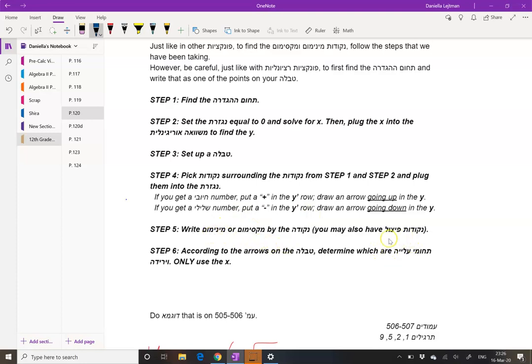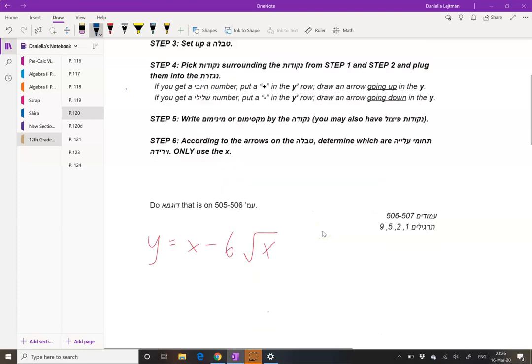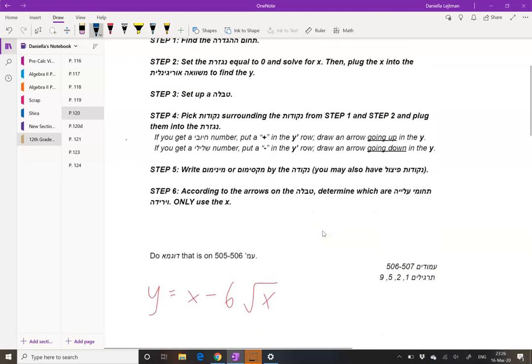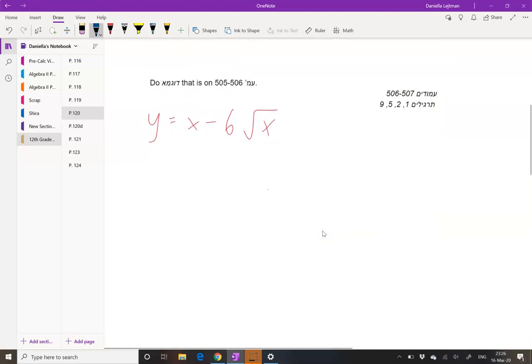You might also have נקודות פיצול, which is when you have 2 ups or 2 downs. And according to the arrows in the table, we're going to determine where the תחומי עלייה וירידה are, and we're only going to use the x. So right now we're going to do the דוגמה that's on page 505, goes up to page 506. And we're going to do it together.